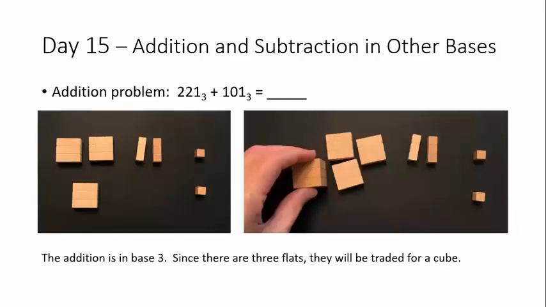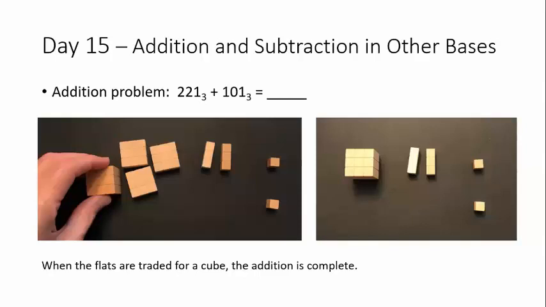If you said that the only trade would be 3 flats traded up for a cube, you're correct. Notice in the picture on the right that I am replacing the 3 flats with a cube. And in the picture on the right now, you'll see that the cube has taken the place of the 3 flats. Can you tell what the sum is? You have 1 cube, no flats, 2 rods, and 2 units. The sum is 1022 base 3.